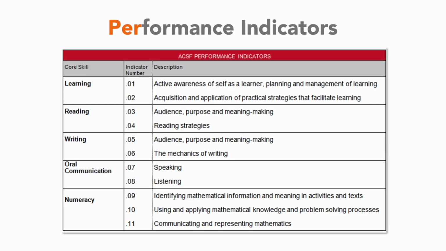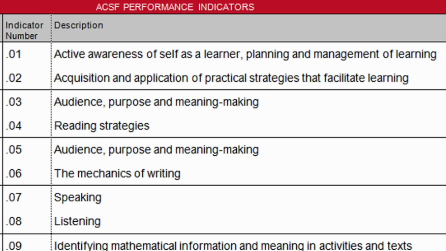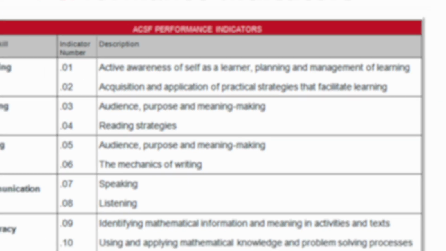So we'll take a quick look here at the performance indicators for each of the core skills. The performance indicators are denoted by a number. That number begins with 0.01 and 0.02 for learning, and you'll see on the right there is a description for each. So learning at 0.01 addresses active awareness of the self as a learner and their ability to plan and manage learning. 0.02 is about how they acquire and apply practical strategies to facilitate their learning.